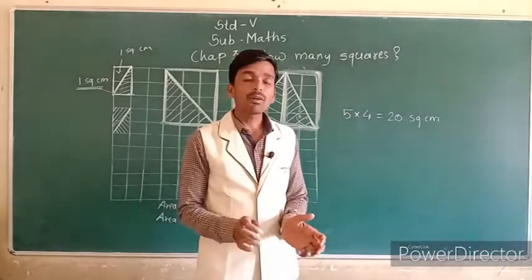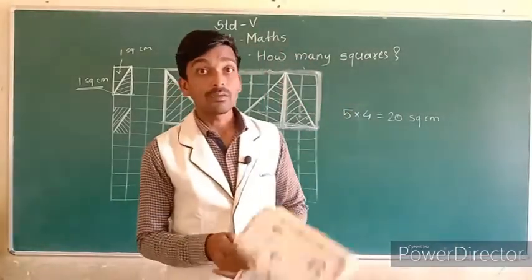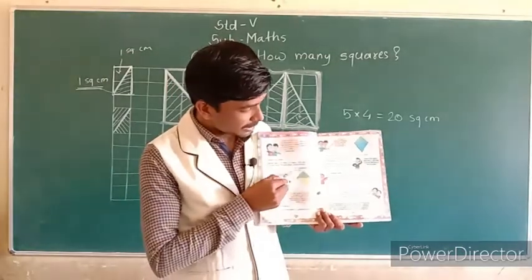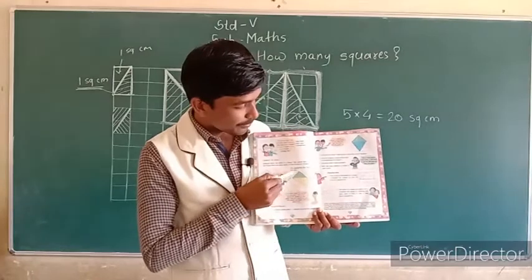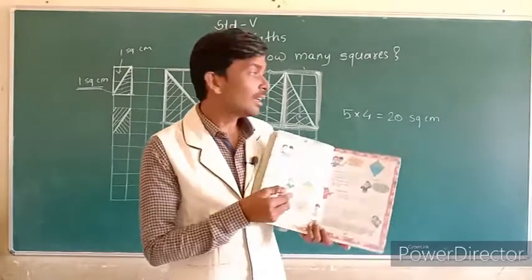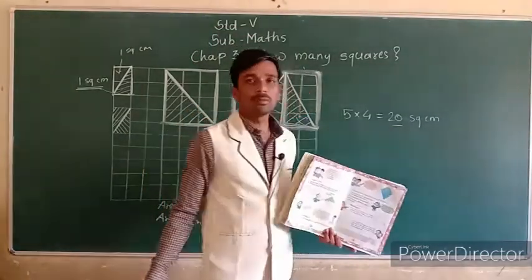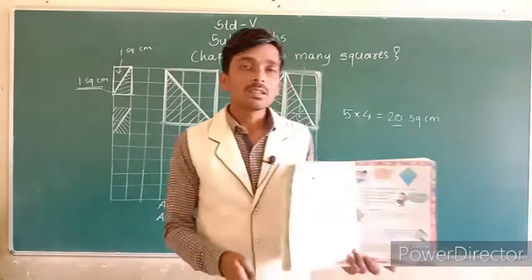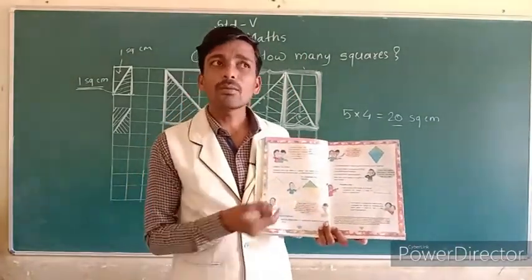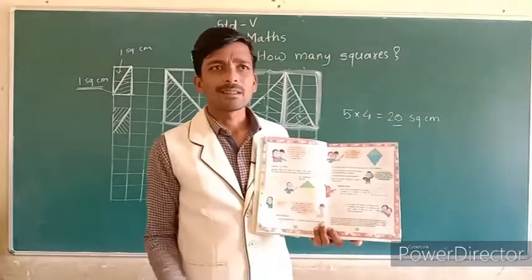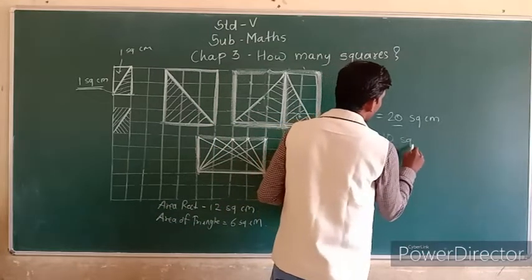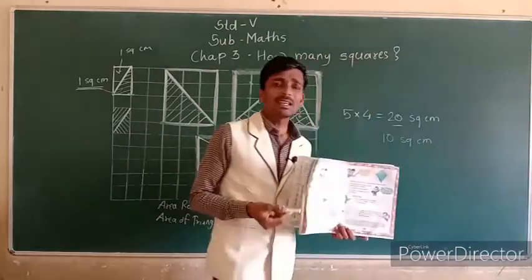What is the area of that rectangle? I will tell you once again. Area of the rectangle. Which rectangle? See this, I will show you the outline. That is 20 square centimeter. Then that colored part, green and yellow. What is the area of that green and yellow part? That is 10 square centimeter. Why? That is half part.